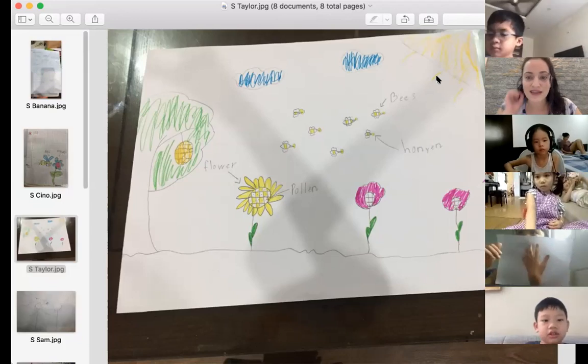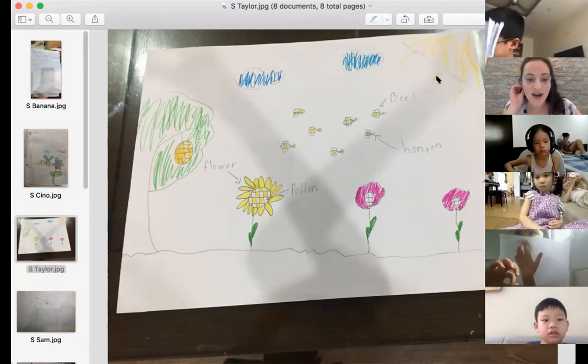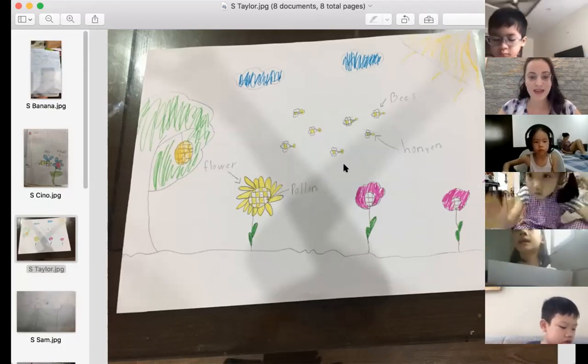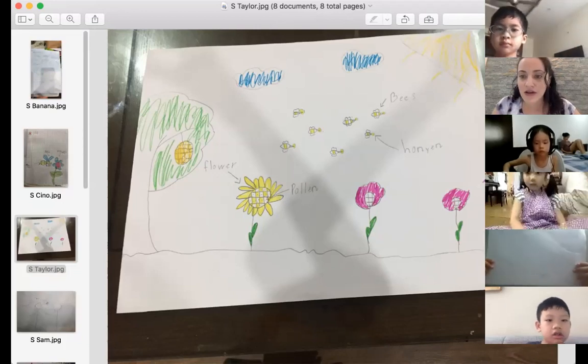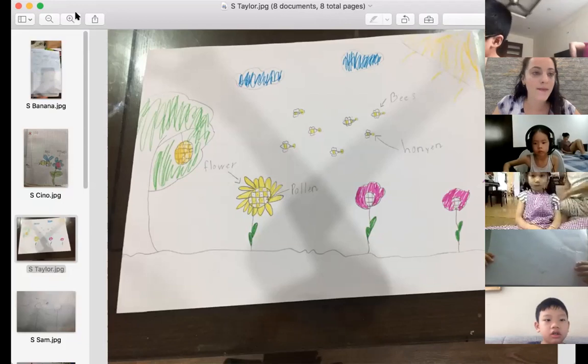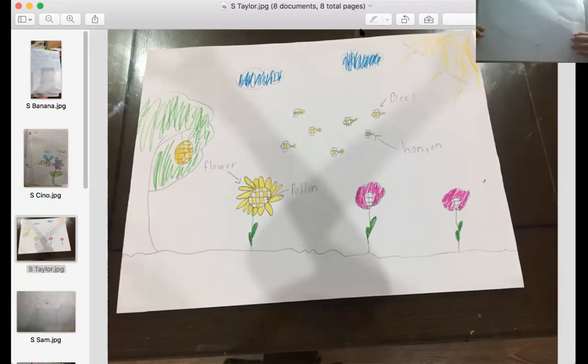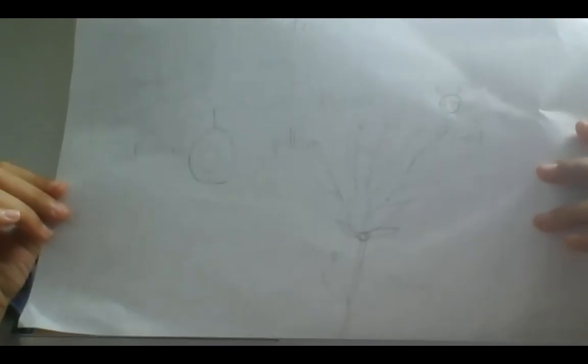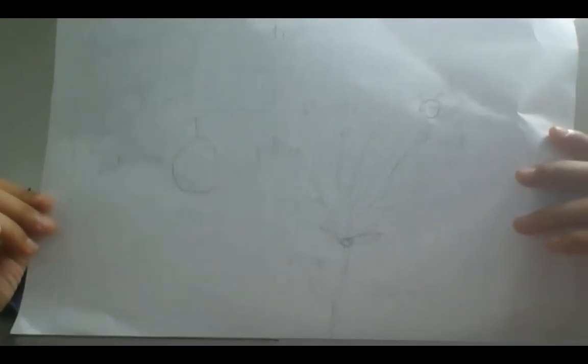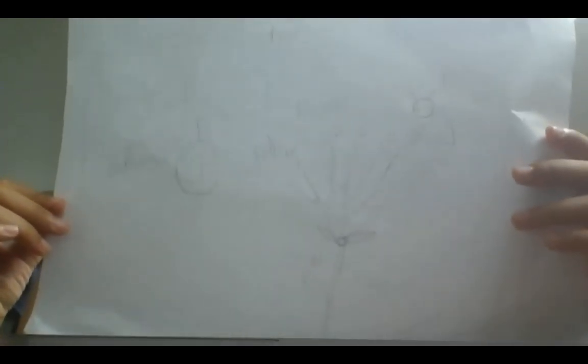Zakwai and Puppy, did you guys also do your homework? Yes. Yeah, Puppy, can you show us yours? Let me make it so everyone can see you. All right, nice, Puppy. Oh, very good. Can you tell us some of the things you drew? I see you labeled the pollen.